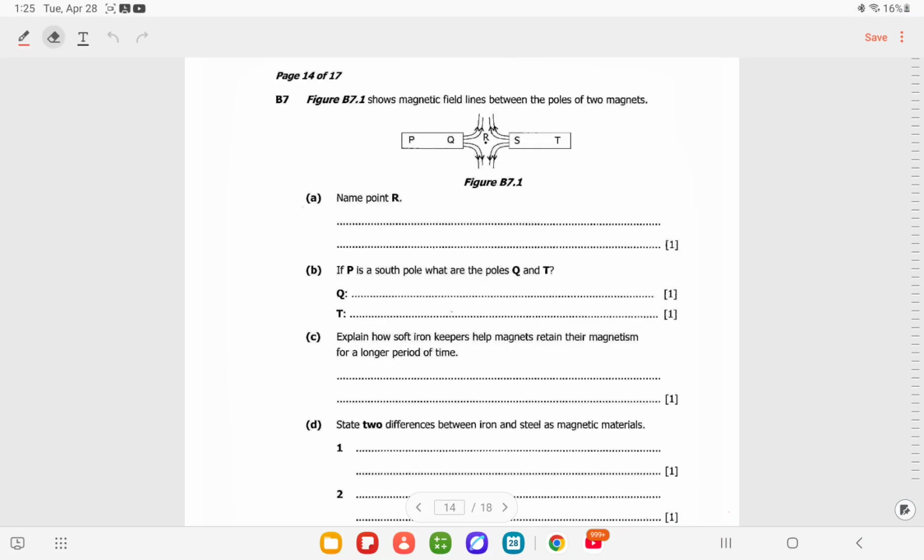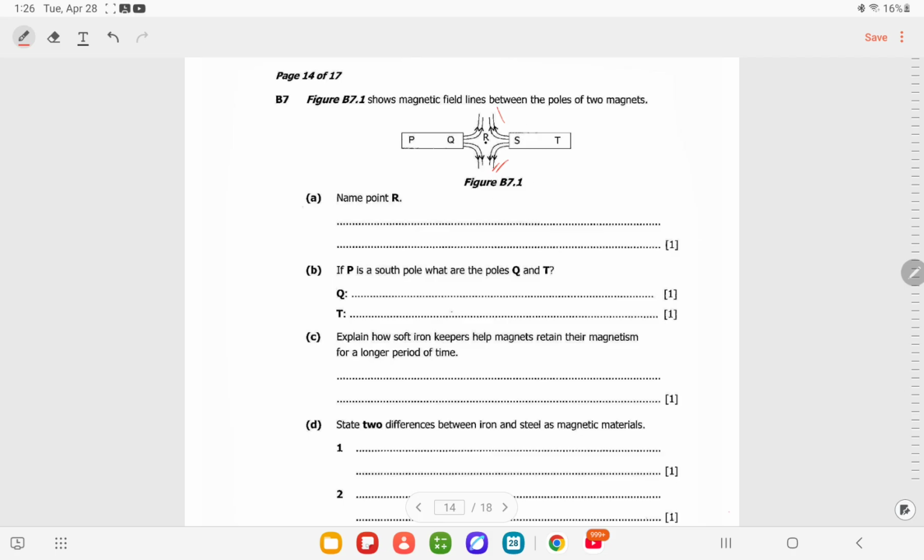Okay, let us look at question B7 now. Figure B7.1 shows magnetic field lines between the poles of two magnets. So I have two magnets. If you look at what is happening here, we need to understand, number one, the directions of the arrows, how they are moving, and the poles that can cause this kind of reaction when two magnets have been brought near to each other.